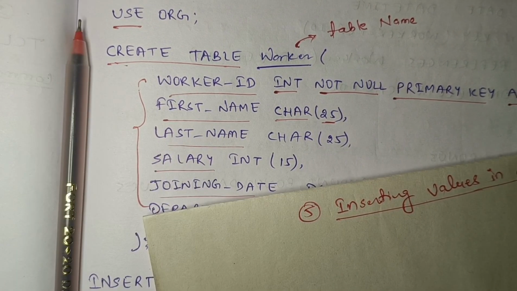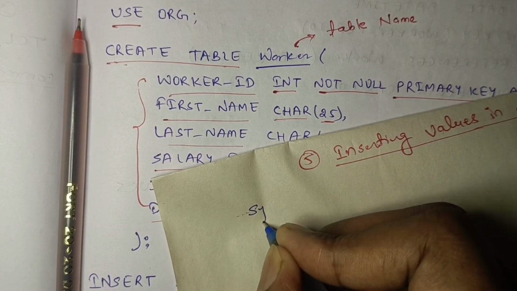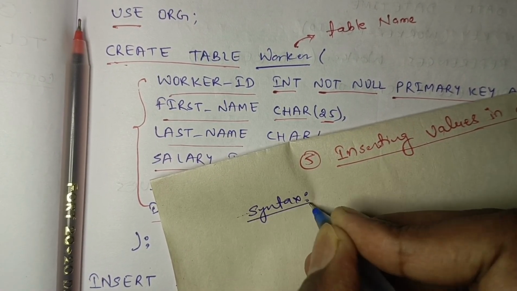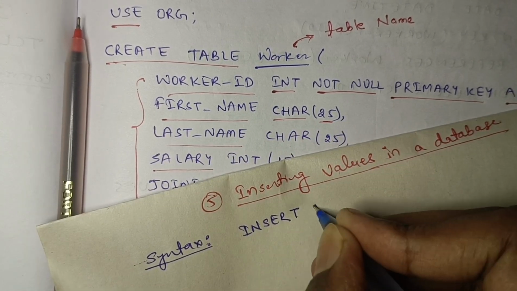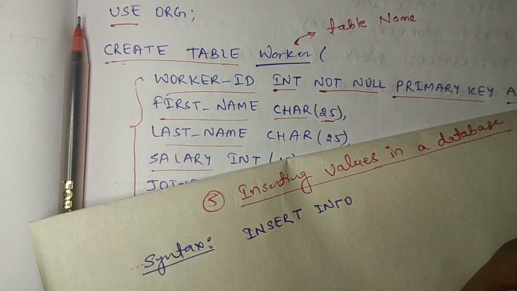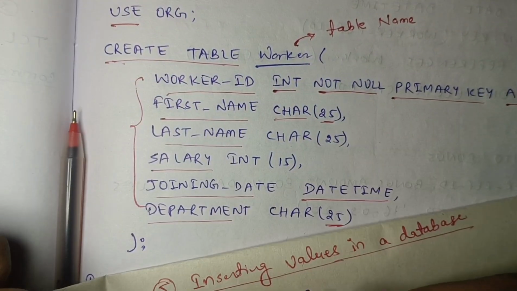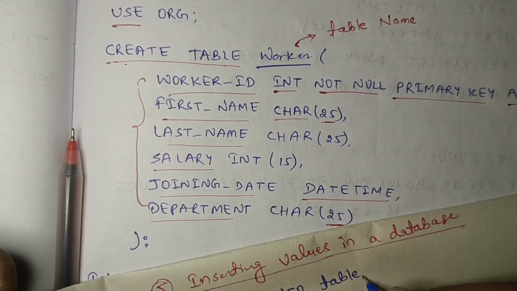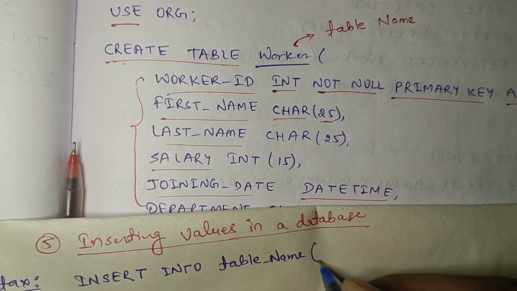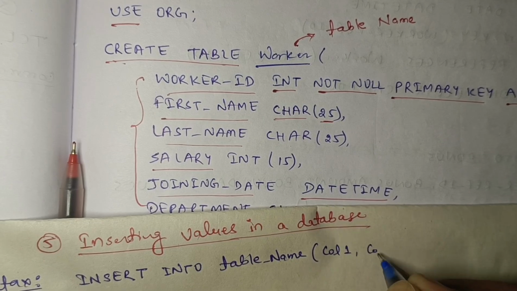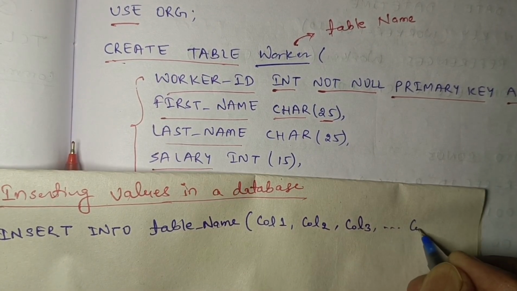we use the command insert into. So our syntax will be insert into. Now we specify our table name. Let's suppose we are writing only the syntax, so only writing the table name. Then we specify the column names, so we specify here column 1, column 2, column 3, and let's suppose there are n columns.